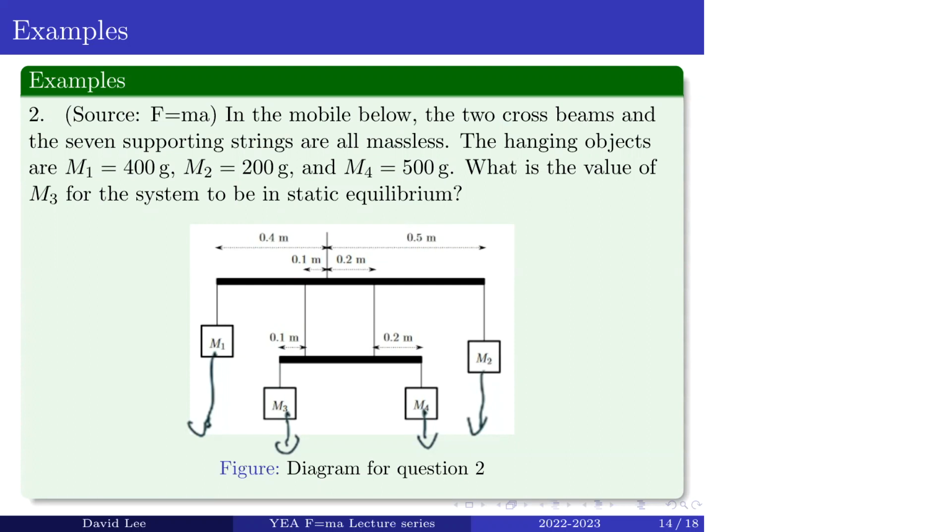Okay, so let's keep in mind, I should be clear about what I'm considering our system here. Let's just take our system to be these two beams right here. So why do we want to consider these two beams and not anything else?